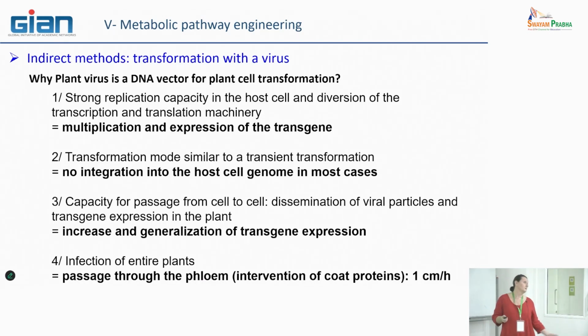So why can we use this system as a DNA vector for plant cell transformation? Here are the four main advantages of using them. The first one is a very strong capacity of replication, so you can enhance the production of proteins that are encoded by the reading frame, in particular in the host cell. They can completely take advantage of this eukaryotic cell to produce a large quantity of proteins. So, multiplication and expression of the transgene.